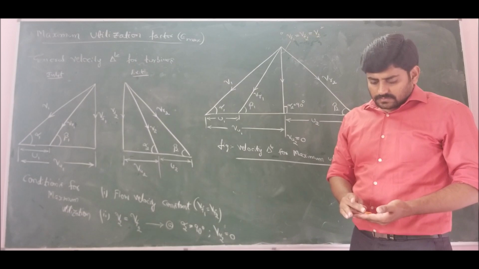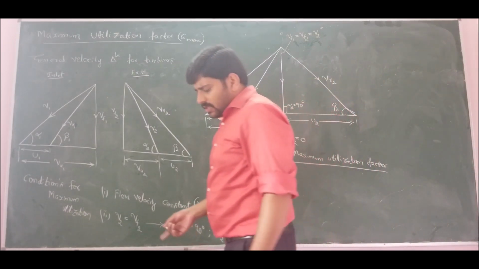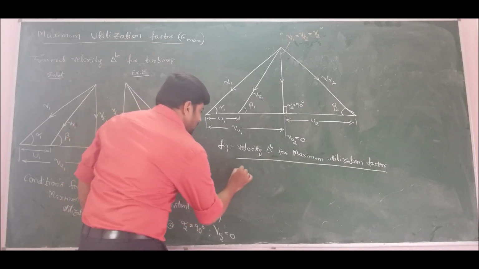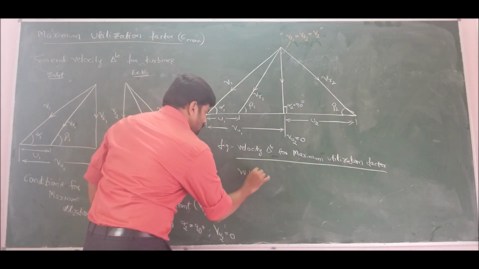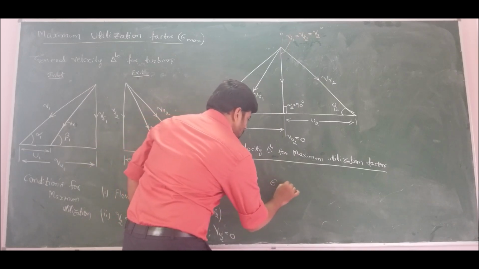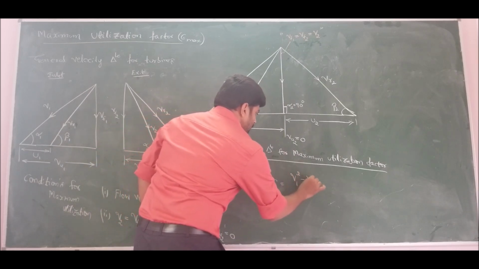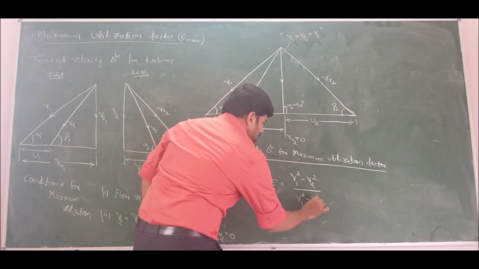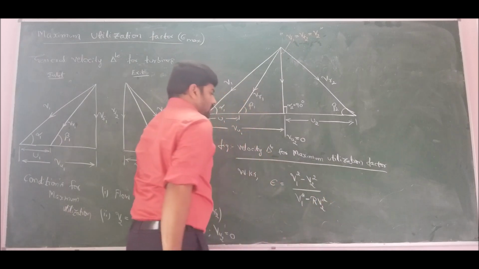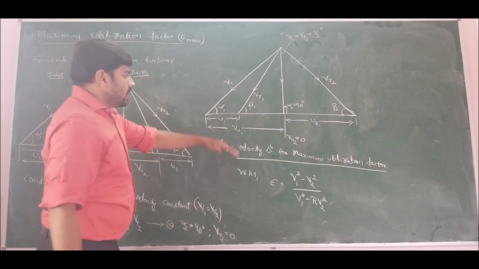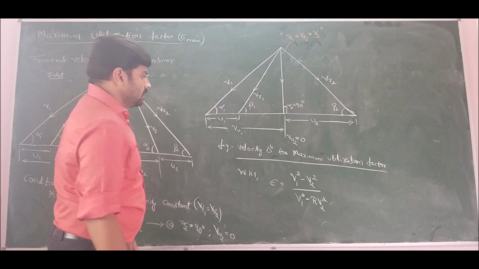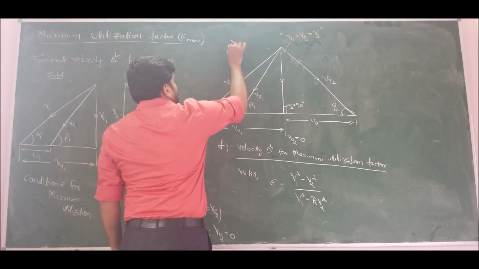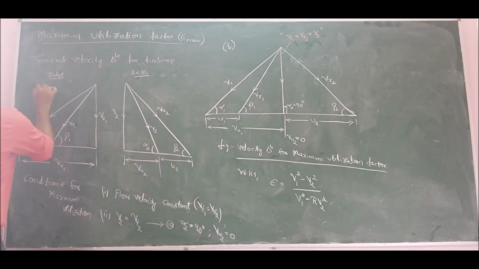In the previous lecture, I derived the relationship between utilization factor and degree of reaction. If I use that relationship, we know that epsilon is equal to V1 square minus V2 square divided by V1 square minus R V2 square. So now from the velocity triangle of maximum utilization factor, let us take the utilization factor velocity triangle as B, and the general velocity triangle as A.